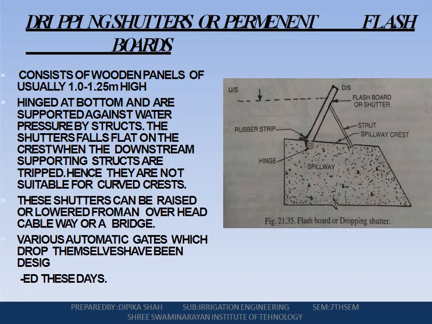So basically this consists of wooden panels, usually 1 to 1.25 meter high. It is hinged at the bottom and supported against the water pressure by a structure. The shutters fall flat on the crest when the downstream supporting structures are tripped, hence they are not suitable for a curved crest, right? ये curve crest के लिए suitable नहीं है.